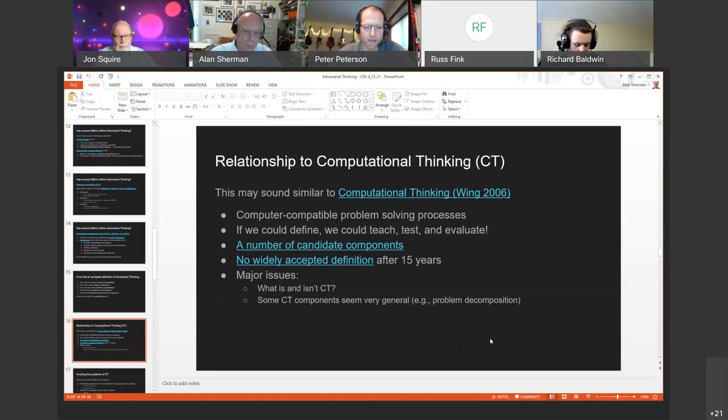So the major issues, again, of what is or isn't computational thinking isn't something that people agree about. For example, some things that are called components of computational thinking, for example, problem decomposition, are also just general purpose things that people do in critical thinking or other types of problem solving. And so one thing that I've run into when I talk to people about adversarial thinking and about my goal is they say, well, how can you avoid the pitfalls of the computational thinking project? I like it and I think it's valuable, but it hasn't turned out quite the way people had hoped. Next slide, please.